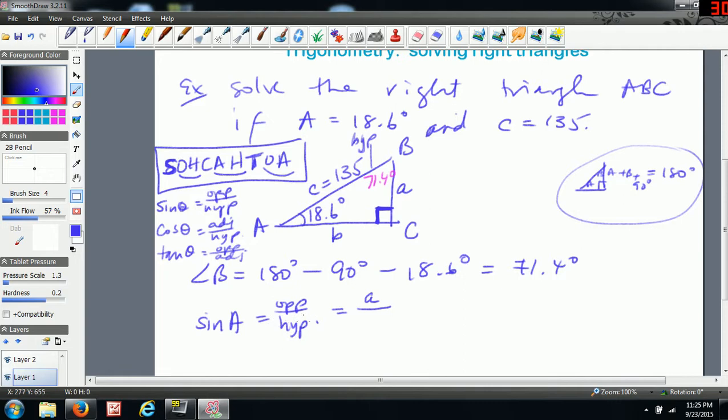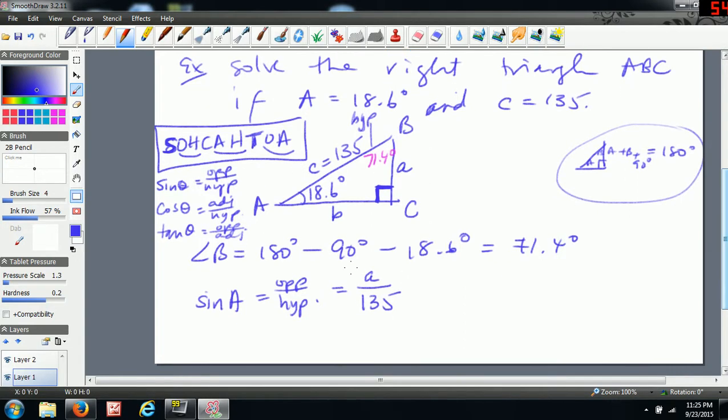Oh, sorry, not adjacent. I'm looking for hypotenuse. So the hypotenuse is this part right here, and the hypotenuse is 135. Now we can plug in our angle. So sine of 18.6 degrees is equal to A over 135. Adjacent to A is this, but we're looking for hypotenuse, so that will be side C, and that would be 135. So now I've got this nice little equation, and I can now solve for A by multiplying both sides by 135.